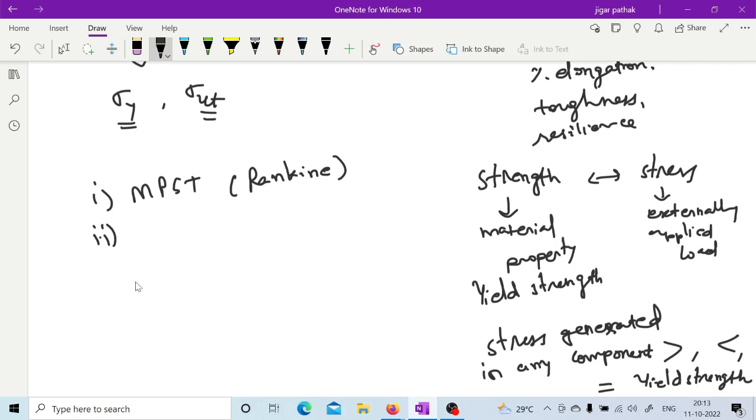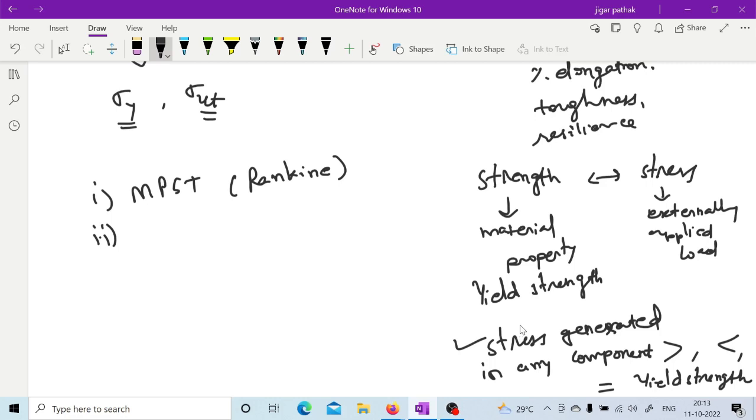The yield strength will be the stress corresponding to the yield point. Yield strength is stress, correct. So we cannot say yield stress, it's yield strength only. Yeah, yield strength is the correct term. Stress generated may be equal to, less than, or greater than the yield strength.